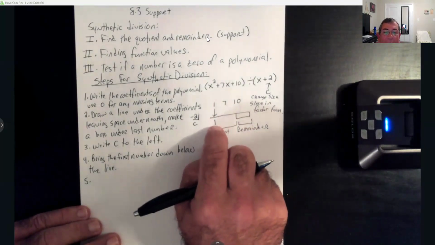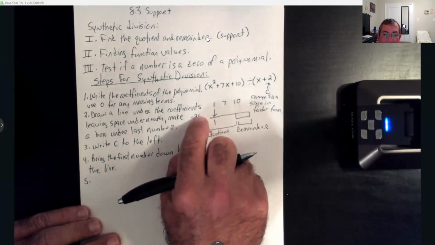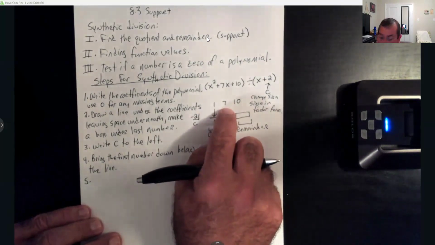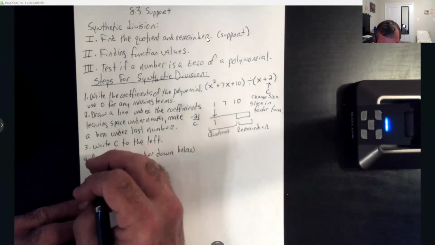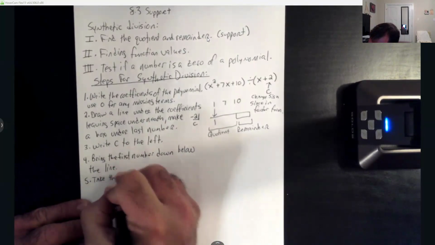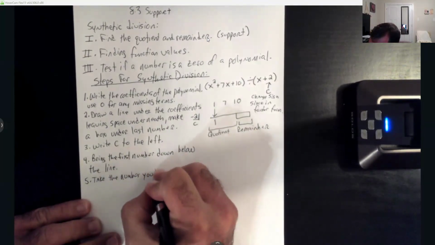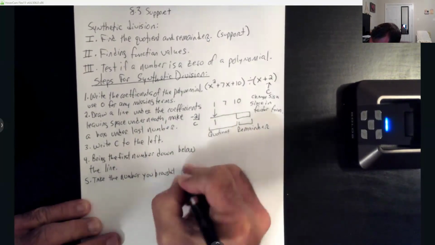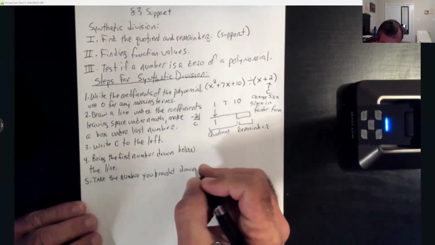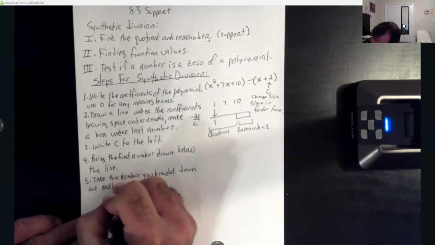Then what I do, I take the number I brought down, multiply by the C, and put that number in the next column. So take the number you brought down, and multiply by C.